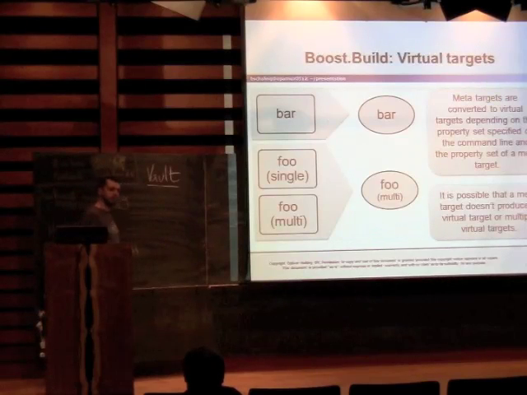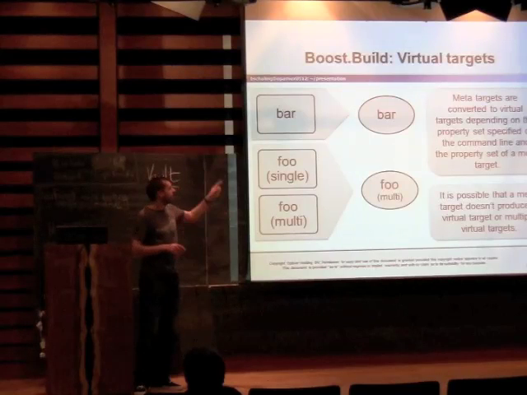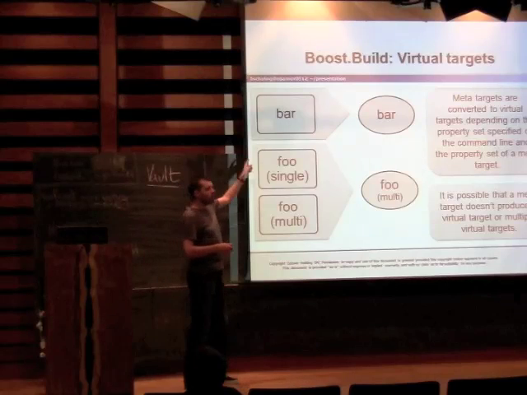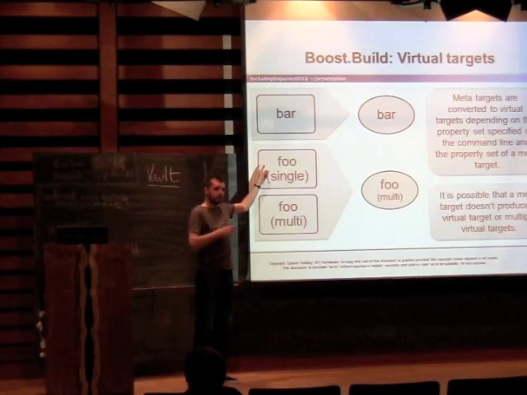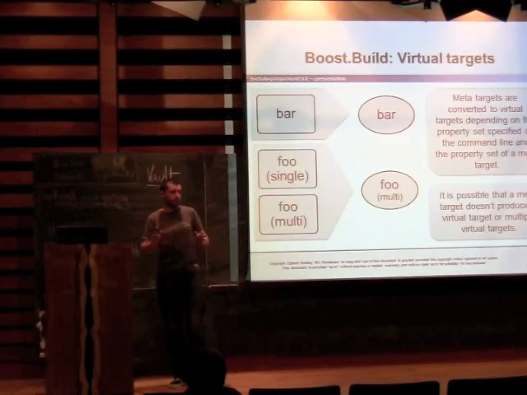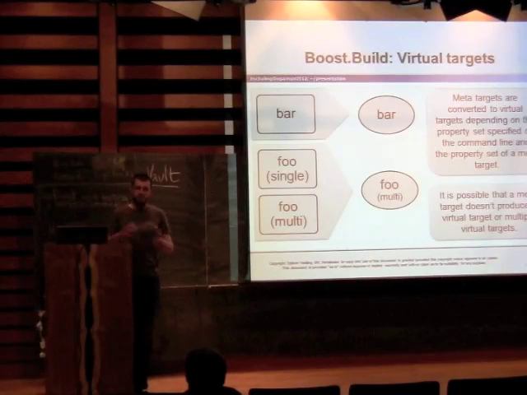So what happens is, Boost.Build iterates over all these targets. It checks the properties I pass on the command line, and I say on the command line now, multi-threading multi. It checks the properties of all the targets, and then it converts those meta targets which should be built to virtual targets. The other meta targets which should not be built, it doesn't do anything with. They are not used to generate a virtual target.